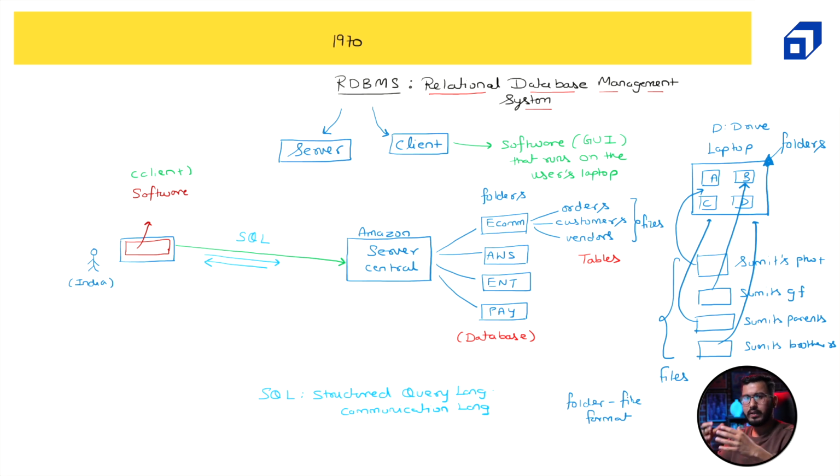So in the server, you will find multiple databases. For example, Amazon is having multiple businesses, so it will create multiple databases, and within each database, it will have multiple files, which are also known as tables. We will talk more about what tables are, how tables look, and how they are connected to each other in the next slide. Now we are able to resolve the two major problems.